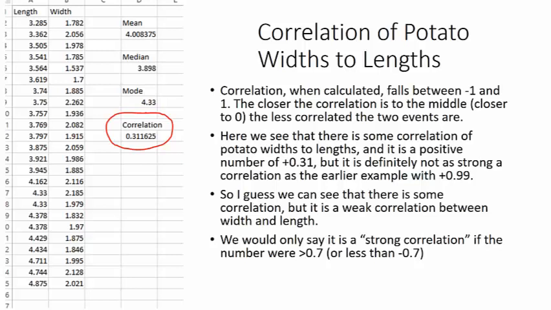Usually, like I said earlier, if it's greater than 0.7 or less than -0.7, then we would say that there's a strong correlation. But that's not true for this group of potatoes here.